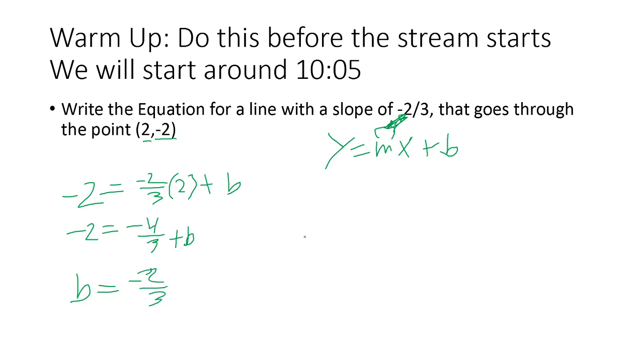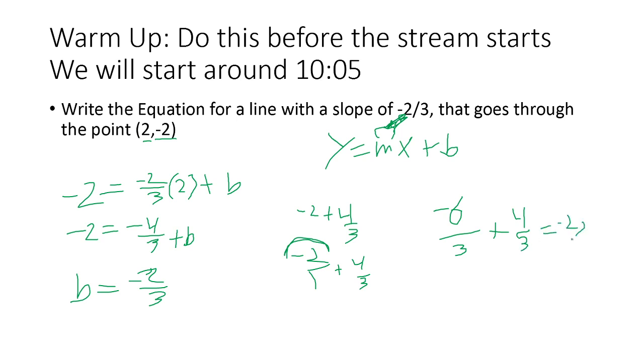If you had trouble doing that, you can add 4/3. So negative 2 plus 4/3 is the same thing as negative 2 over 1 plus 4/3. Common denominator. And so we have to multiply this term by 3 over 3. And so we get negative 6 over 3 plus 4 over 3. And that gives us our negative 2/3.